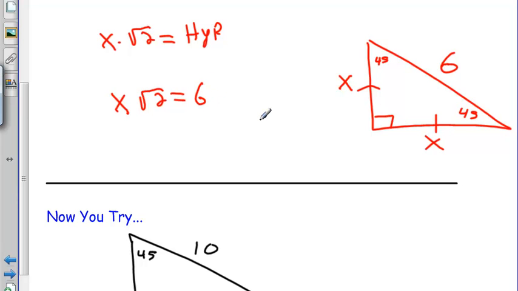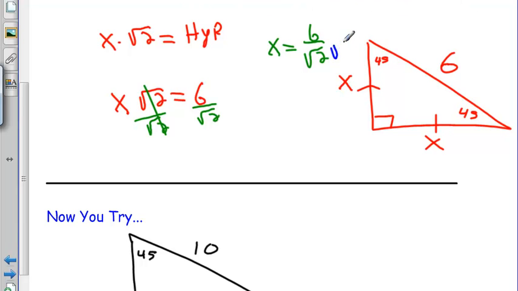Now the question becomes, how do we simply find x? So in this equation, finding x is just as simple as dividing by the square root of 2. It's just like dividing by any other number, it just happens to be a radical. So x equals 6 over the square root of 2. But for this course, can we have a square root of 2 in the denominator? Is that allowed? No. So we have to rationalize it.